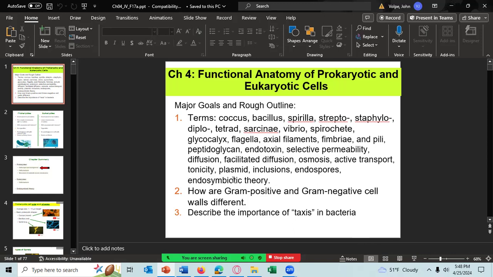The endosymbiotic theory is something that is in the section covering the eukaryotic cell. You probably never had the endosymbiotic theory, so I will cover that when we're talking about eukaryotic cells. And it may be the only thing we talk about with eukaryotic cells. And then 2, explain how gram-positive and gram-negative cell walls differ. And then 3, describe the importance of taxis in bacteria. Any questions about what we're going to cover?